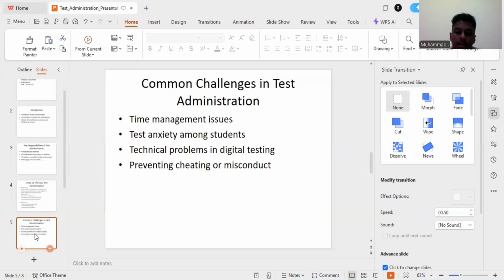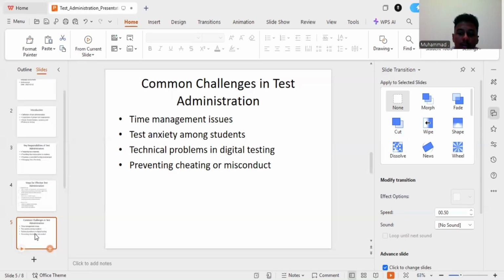The third one, test administration. Brief proctors and test administrators to ensure they understand the rules, timing, and procedures. Check technical requirements. If using online testing, verify stable internet and functional devices. Maintain a comfortable environment. Reduce stress with clear rules, quiet surroundings, and necessary accommodations.